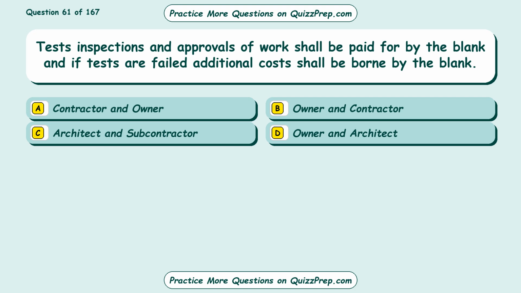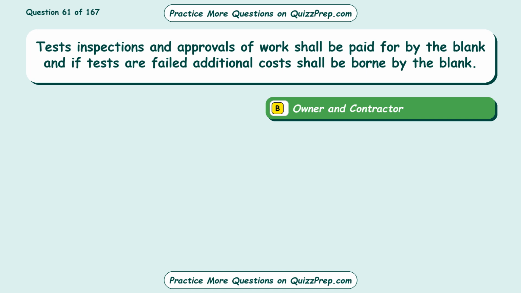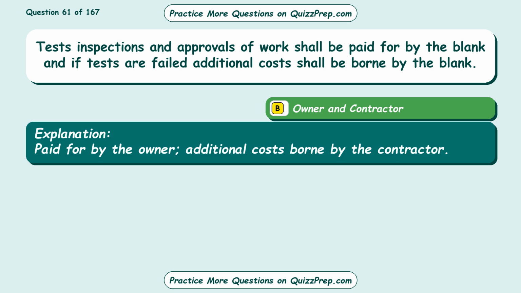Question 61. Tests, inspections and approvals of work shall be paid for by the blank, and if tests are failed, additional costs shall be borne by the blank. Option A. Contractor and owner. Option B. Owner and contractor. Option C. Architect and subcontractor. Option D. Owner and architect. The correct answer is option B. Owner and contractor. Paid for by the owner, additional costs borne by the contractor.